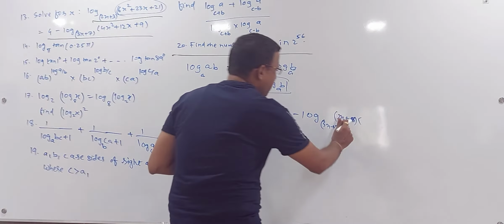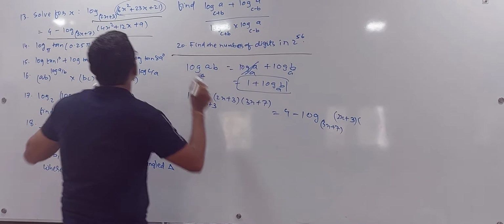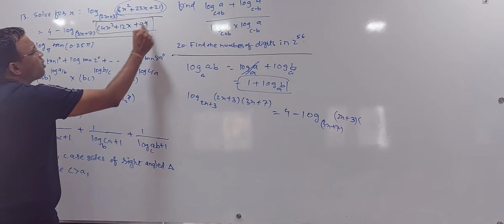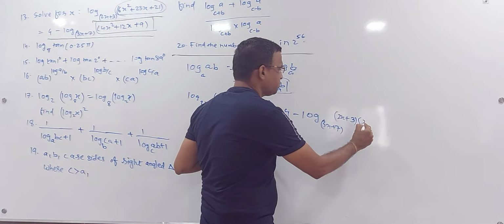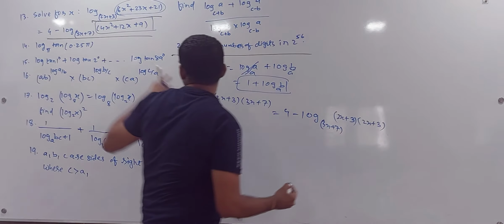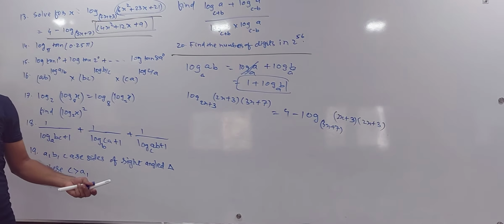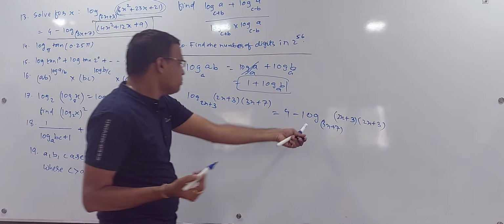Fine. So if I am taking 2x plus 3, this is directly a perfect square of 2x plus 3. We can just check it. It is 2x plus 3 whole square. It is that simple. Fine. So this is my new relation.